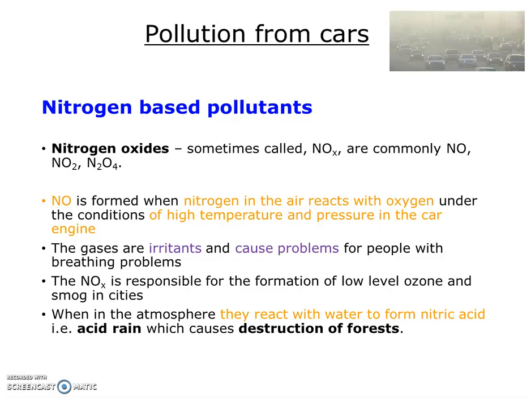The problem with these gases is that they are irritants and cause problems for people with existing breathing conditions such as asthma. Also, these NOx gases are responsible for formation of low-level ozone and smog in cities. But also, they can react with water in the atmosphere and oxygen to form nitric acid, and this causes acid rain, which can cause massive deforestation.